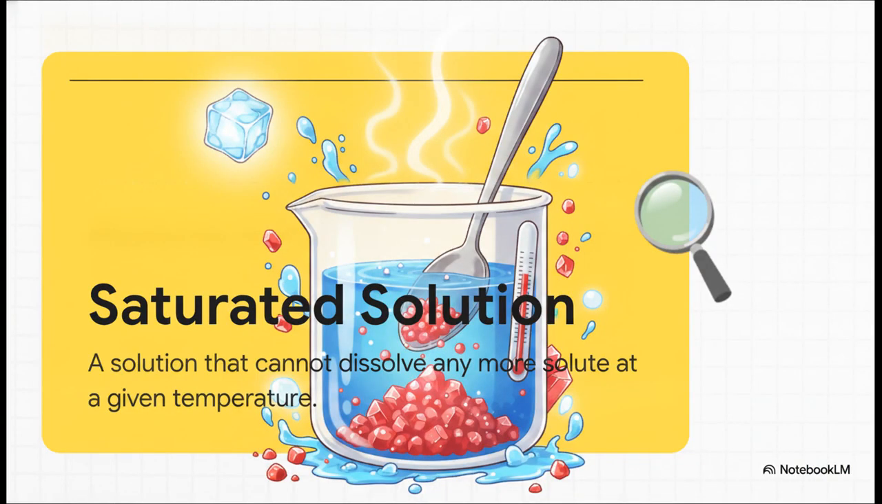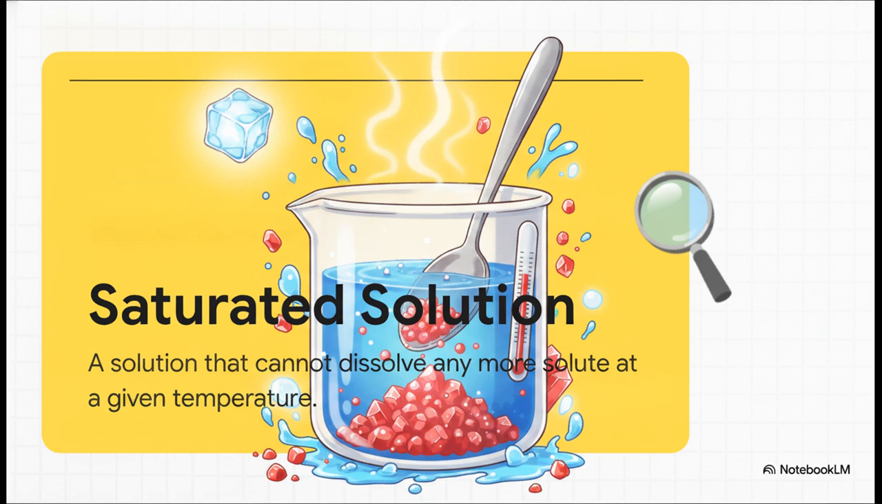So, we know how to measure concentration now, but what actually happens when we try to push a solvent to its absolute breaking limits? Well, that limit is called a saturated solution. It's basically defined as a solution that cannot dissolve any more solute at a given temperature. If you try to stir in just one more spoonful of salt, it's just going to sink right to the bottom. But did you catch the crucial qualifier in that definition?